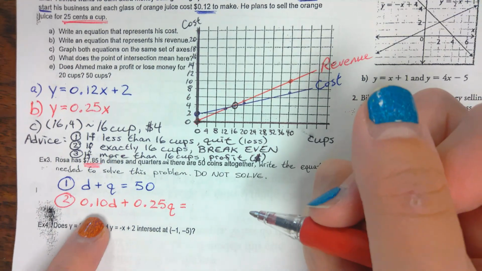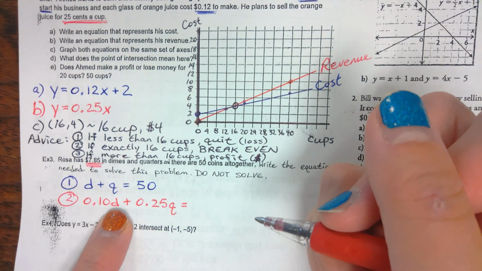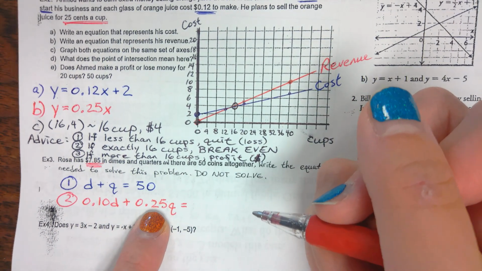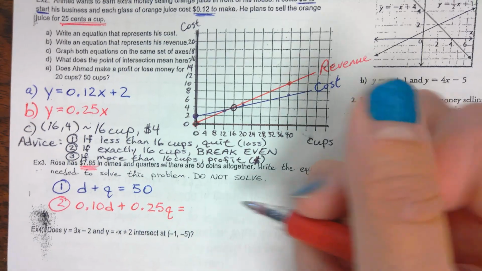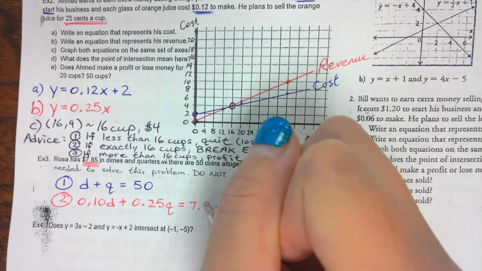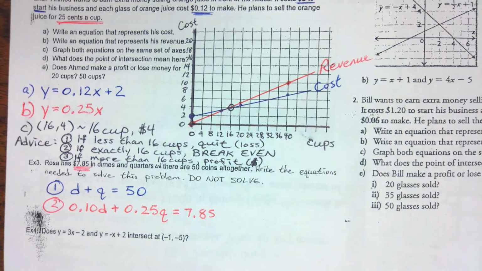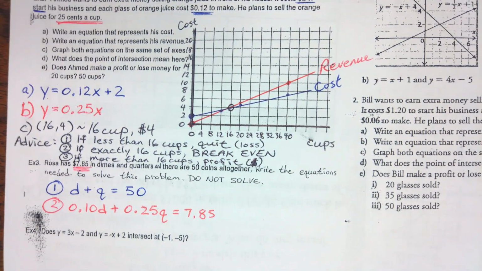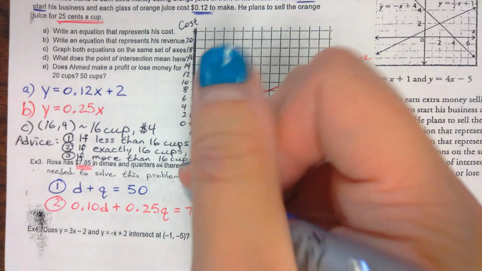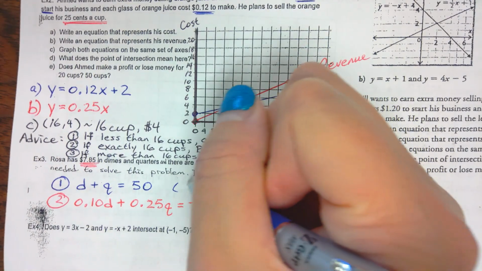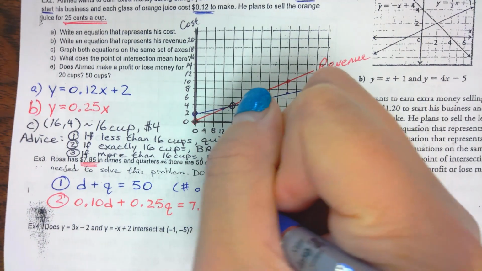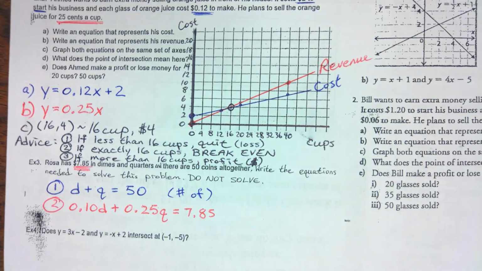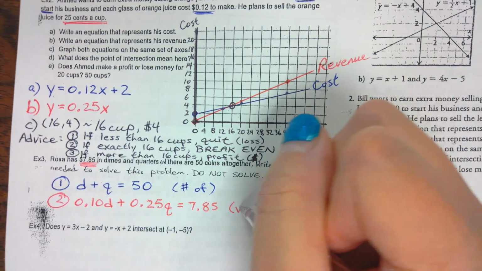Okay, so 10 cents times the number of dimes plus 25 cents times the number of quarters, and it should give you a total of $7.85. Okay, so the first equation is always the number of coins. The second equation is the value.